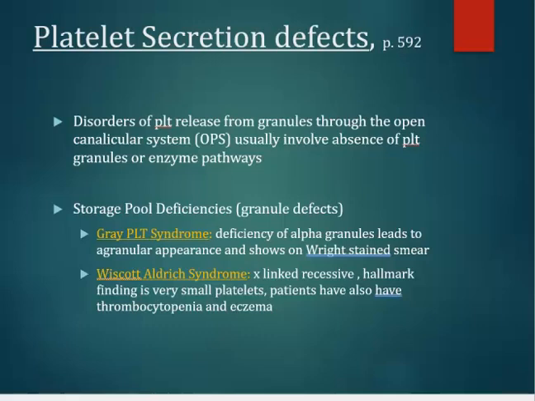There's two storage pool deficiency or granule defects that we need to talk about. There's the gray platelet syndrome, which is a deficiency of the alpha granules that leads to an agranular appearance, and it'll show up on the right stain. And then there's the Wiskott-Aldrich syndrome, which is an X-linked recessive syndrome, where the hallmark finding is very small platelets. Patients also have thrombocytopenia and eczema with this syndrome.